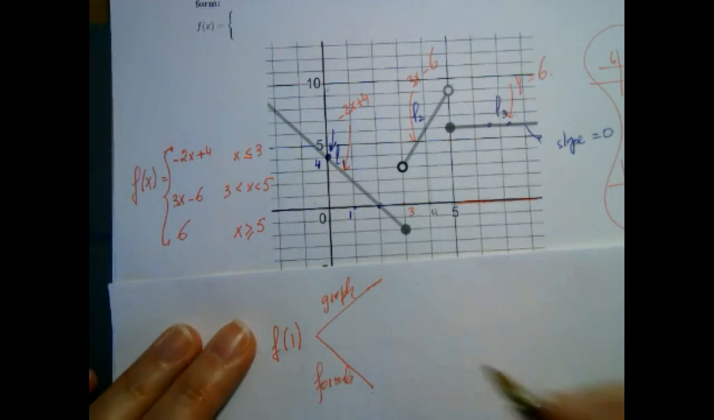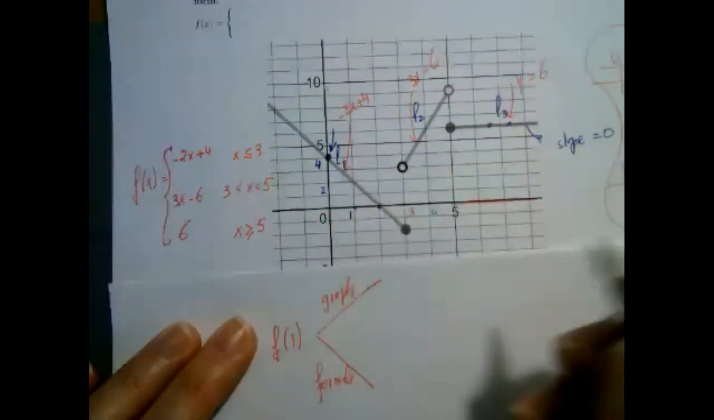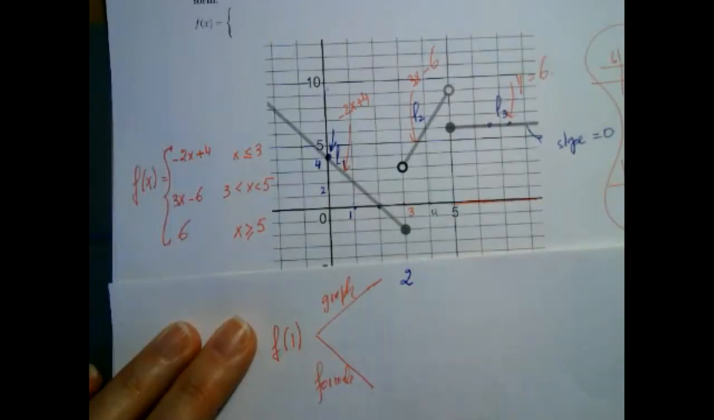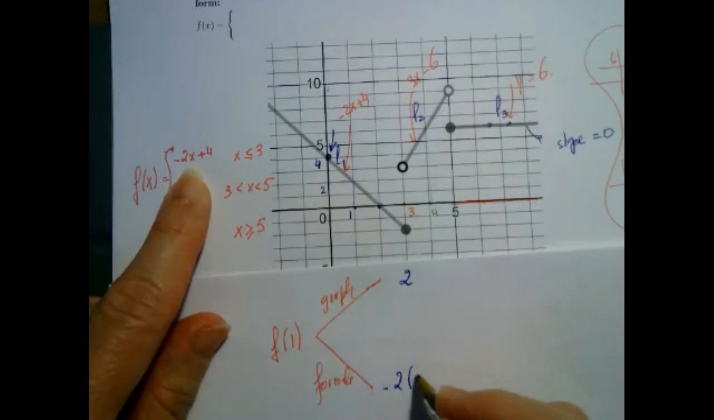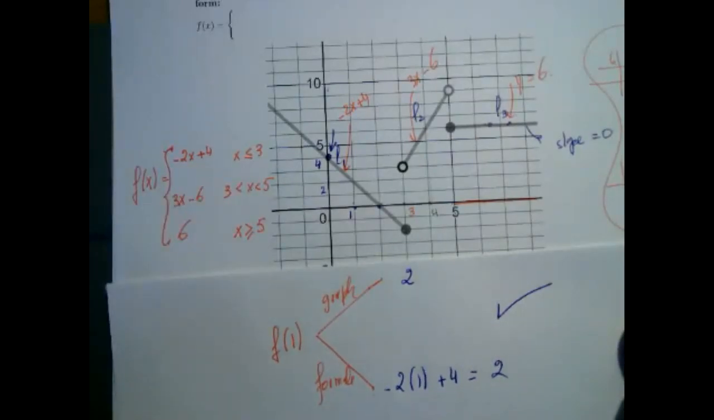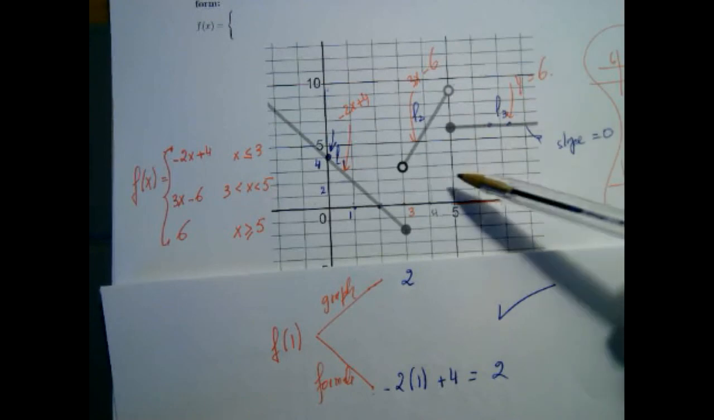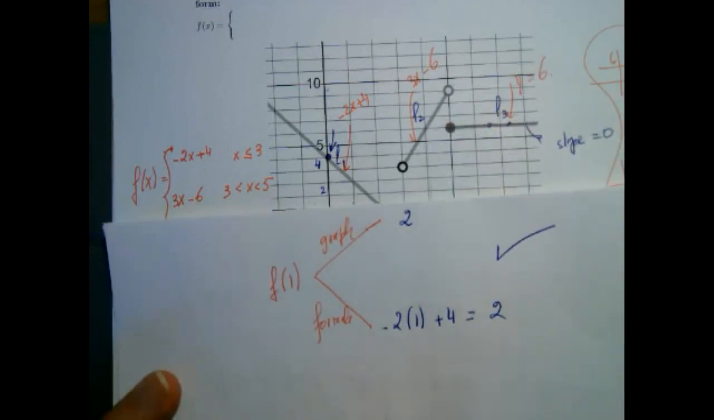Okay, everybody's getting 2. So the graph will give me a 2. The formula we'll write here: minus 2 times 1 plus 4, which gives me the 2. So they match. Let's see if I can take another. Because of the way the graph is, I'm restricted with what I take. Let me take f of 4.